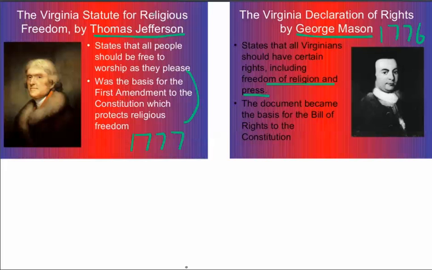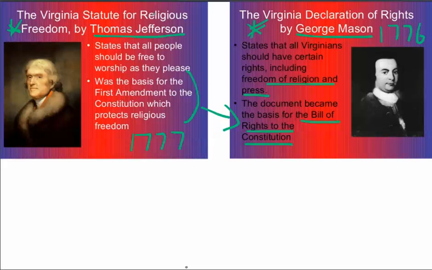And like the rights in George Mason's Declaration of Rights, these become part of, in fact, most of, the Bill of Rights to the Constitution. When James Madison in 1789 looks to write the Bill of Rights, he goes back to these two documents and borrows the list of freedoms and rights that came from George Mason and Thomas Jefferson.